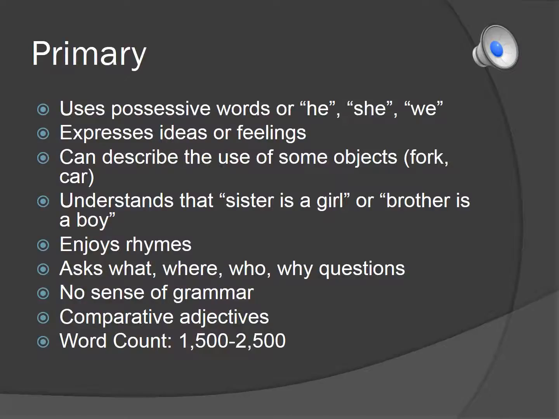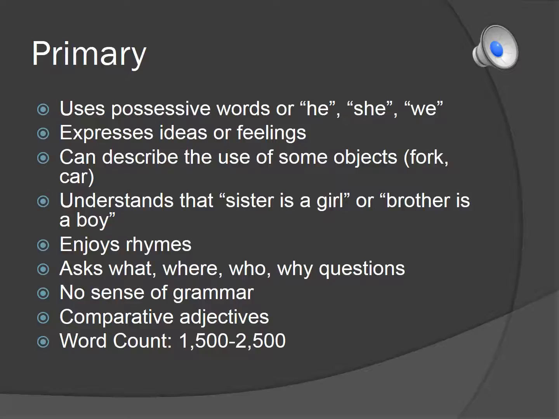In the primary stage of language acquisition, the child will use possessive words such as he, she, they, and we. They have some ability to express ideas or feelings, and can describe the use of some objects that they're really familiar with, such as the use of a fork or a car. They may understand that a sister is a girl or a brother is a boy, and they enjoy rhymes because that's what they're exposed to quite a bit.